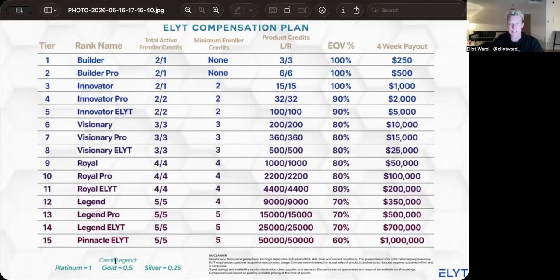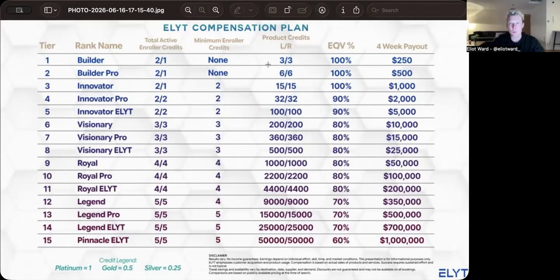So let's have a quick look here at the credit legend at the bottom. Platinum equals one credit. That's the platinum membership. Gold equals half a credit, and silver is 0.25 of a credit. So when it says two and one and three, they're total whole credits. When it comes to gold memberships, you're only going to receive half a credit for that membership in the total of the compensation plan. So for every one platinum credit, it's going to take two gold credits and then four silver credits respectively.